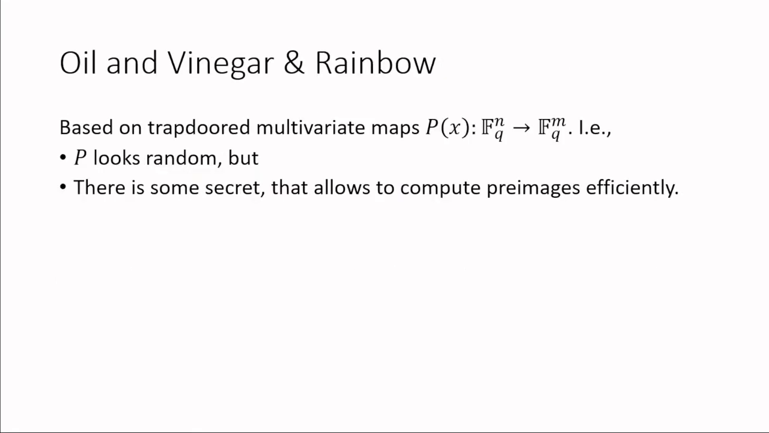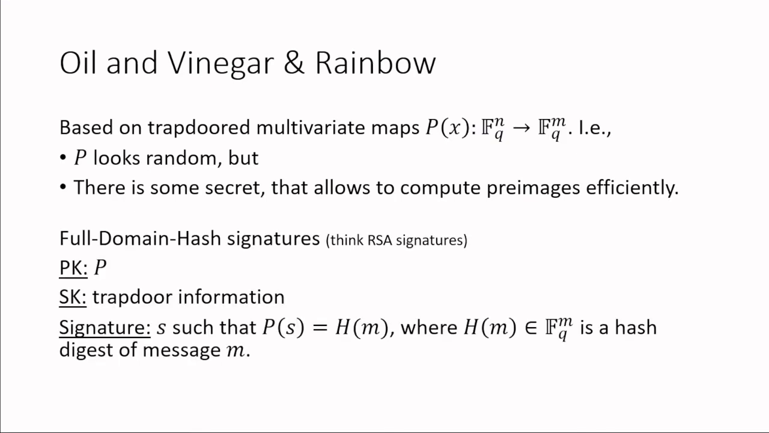And our signature schemes are based on trapdoored multivariate maps. This means that P looks random. So if you don't know any better, then computing preimages is hard, because we believe the MQ problem is hard for random polynomial maps. But actually, there is some secret information, and if you know the secret information, then computing preimages is actually easy. And once you have such trapdoor functions, then you can build signature schemes with the full domain hash approach. This is also what RSA signatures use.